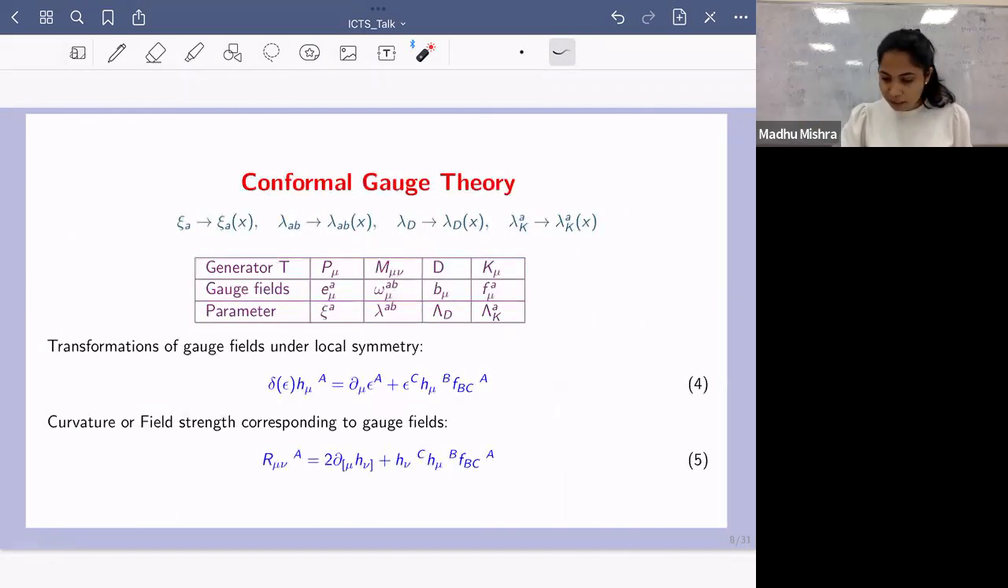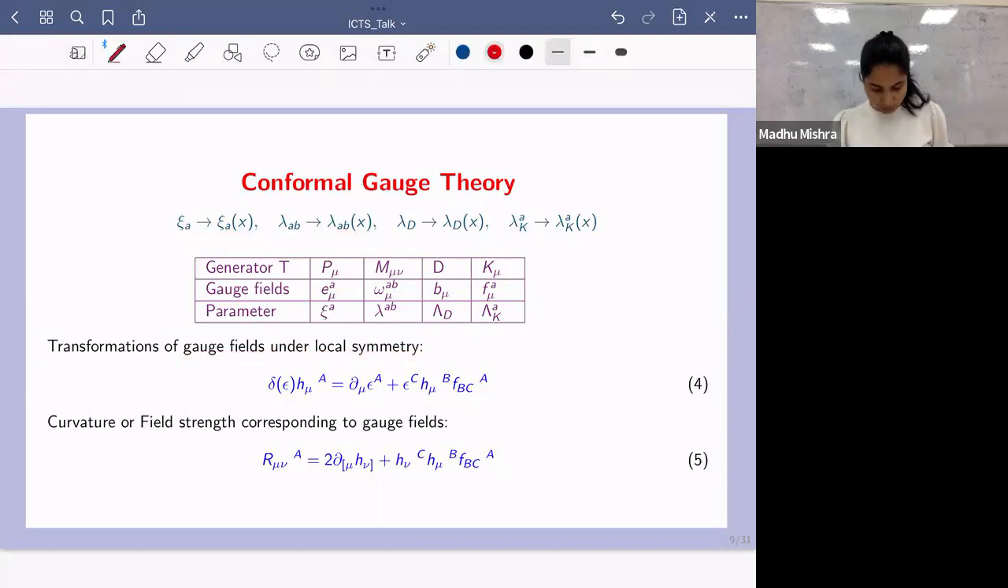Now we want to construct a conformal gauge theory, and we know from the gauge principle that once we make the symmetries local by making symmetry parameters space-time dependent, we have to introduce gauge fields. So these are the corresponding gauge fields for local symmetries. And the transformation of any generic gauge field under local symmetry is given as this.